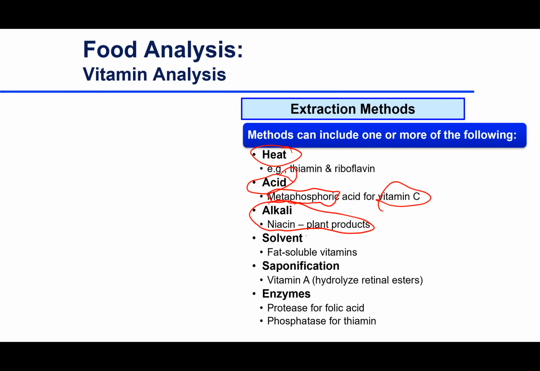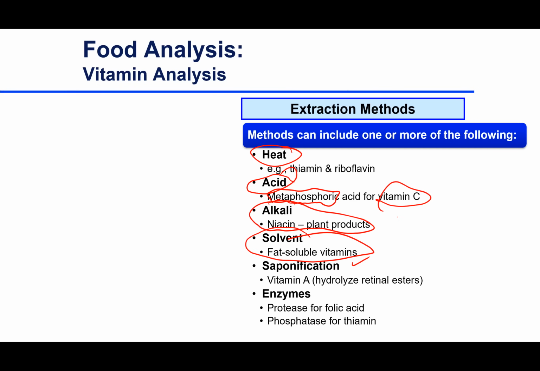The fat-soluble vitamins, because they're fat-soluble, you need to extract them in organic solvents. And the particular organic solvent will vary depending on the fat-soluble vitamin. So it's not the same for even the 4 fat-soluble vitamins. We have to saponify, for example, for vitamin A, because it's usually present as the ester, retinol ester. We have to saponify that.